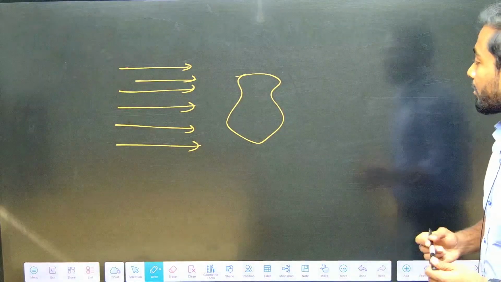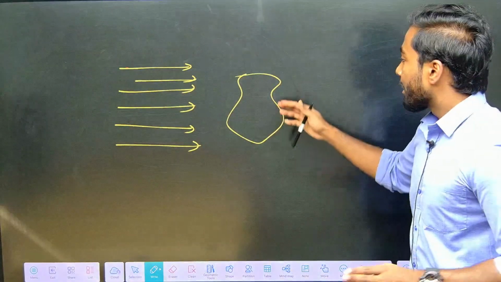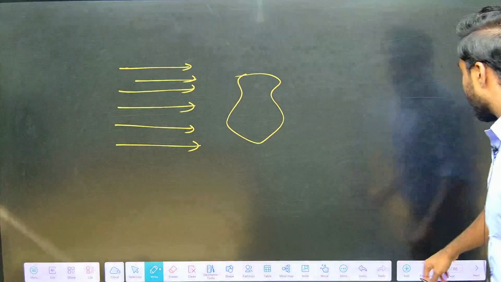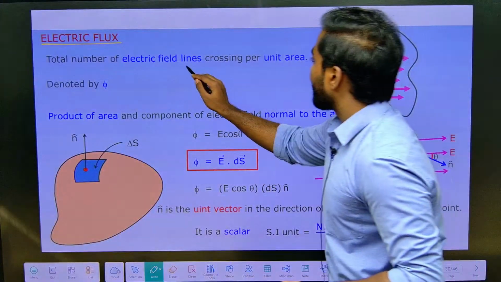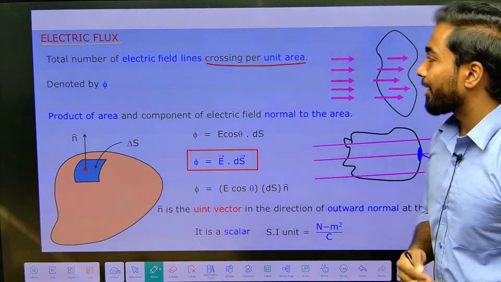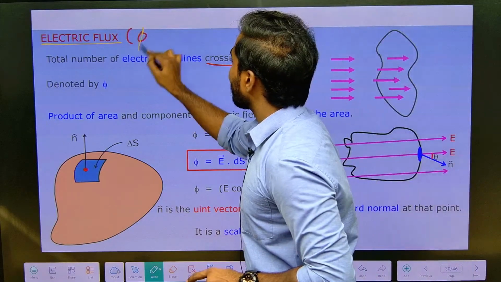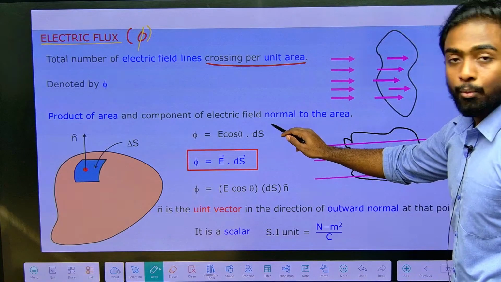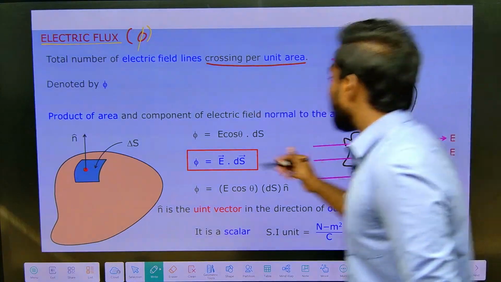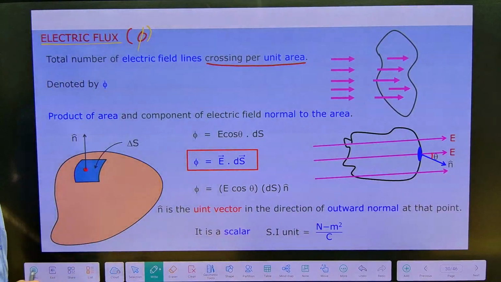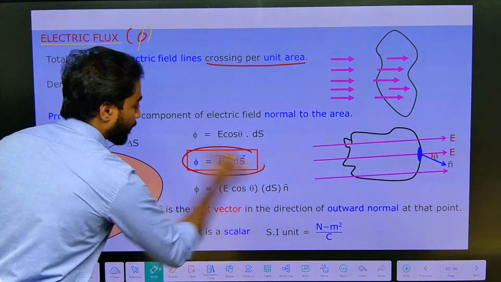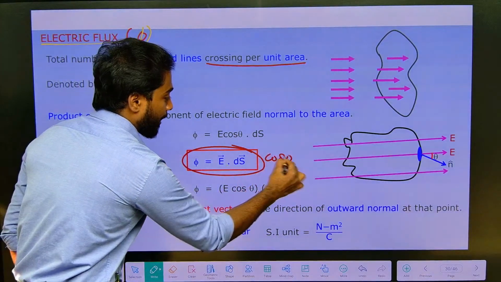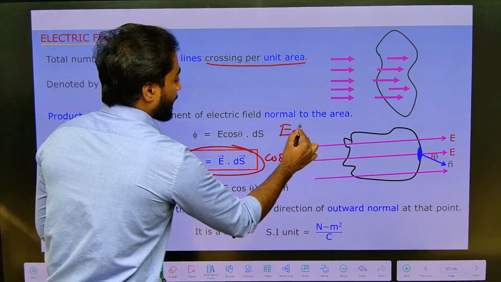The angle is important here. If I tilt the surface, the number of field lines passing will decrease. The total number of electric field lines crossing per unit area is called electric flux, denoted by the letter phi. It is the product of the area and the component of the electric field normal to the area, E cos theta. The formula is E dot dS, where the dot product gives the cos theta.